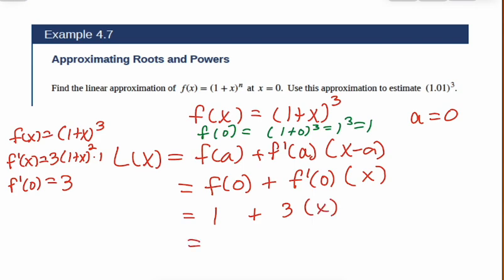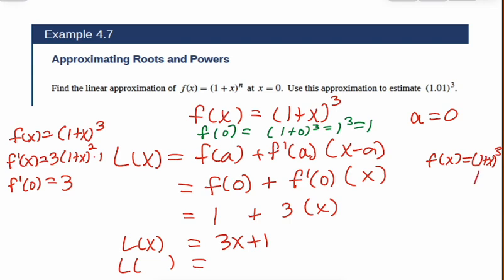So our linearization equation is 3x plus 1. Look at our formula. Our function was 1 plus x to the third. Where does 1 plus x equal 1.01? When x is 0.01. So we have to plug in the 0.01.